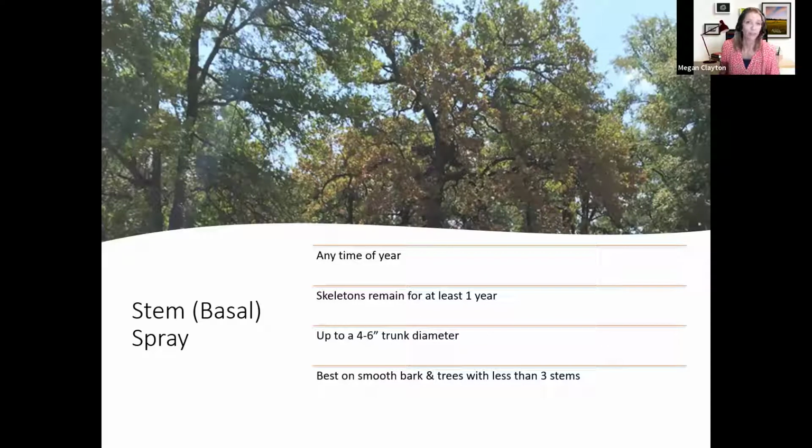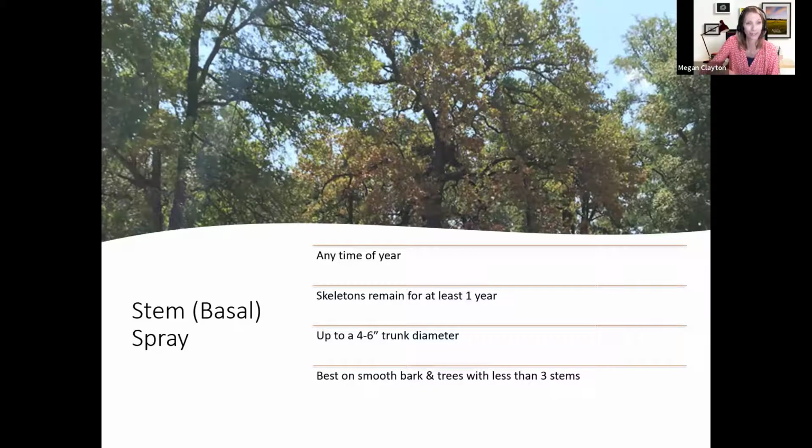So the stem spray or the basal applications, where you're applying that chemical mix 12 to 18 inches high all the way around that stem down to the ground. No need to let it puddle up. This can also be done any time of year, but you do have to leave those skeletons standing in the field for at least 1 full year before you remove them so that chemical can continue to work on the bud zone underneath the soil surface. You can do a stem diameter up to 4, maybe 6 inches if the bark is very smooth, but not anything larger than that. If you have something larger than that, you're probably talking about a cut stump method.